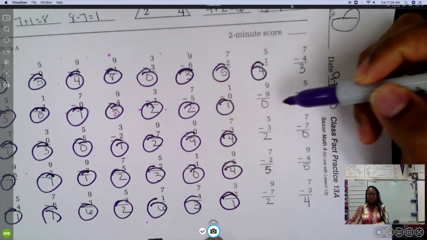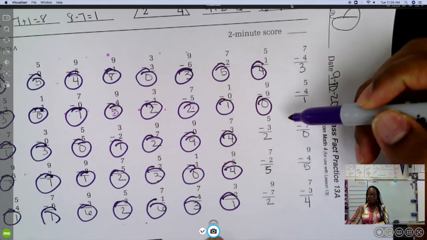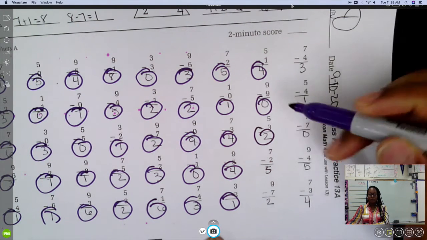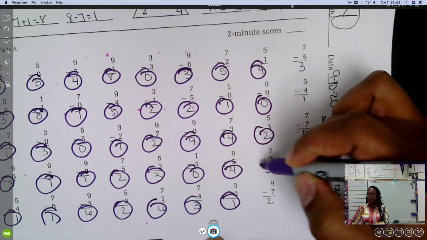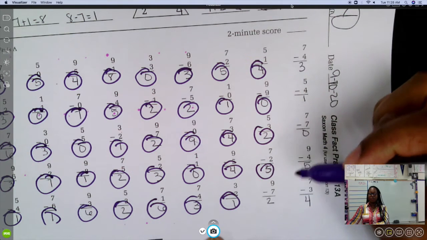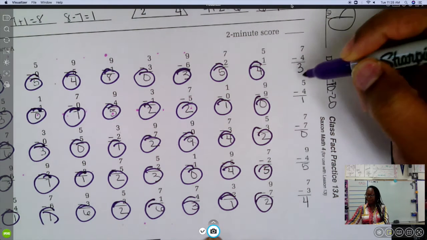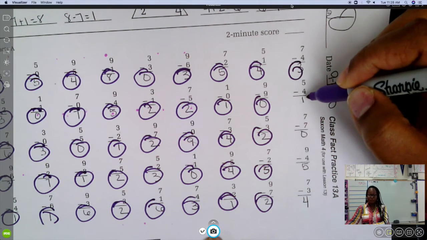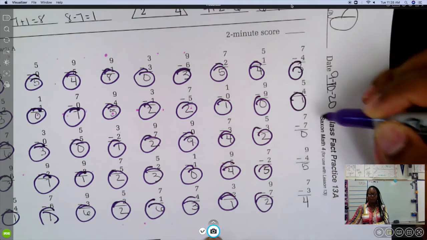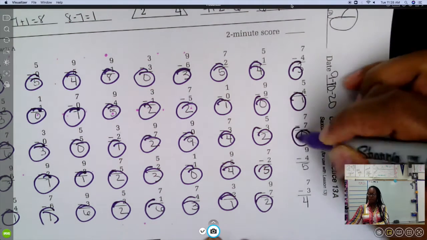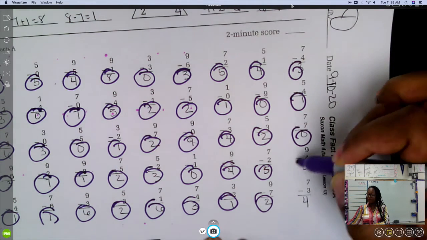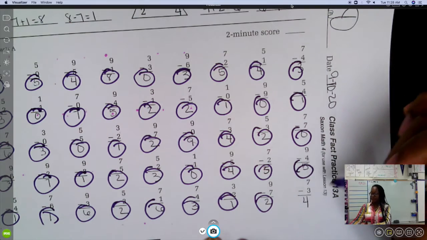9 minus 9 equals 0. 5 minus 3 equals 2. 7 minus 2 equals 5. 9 minus 7 equals 2. 7 minus 4 equals 3. 5 minus 4 equals 1. 7 minus 7 equals 0. 9 minus 4 equals 5. 7 minus 3 equals 4.